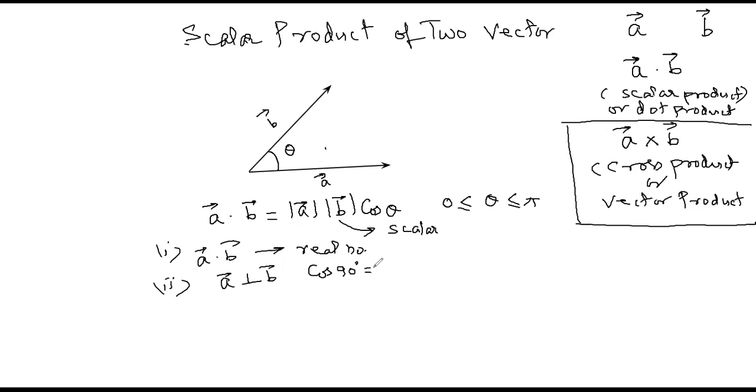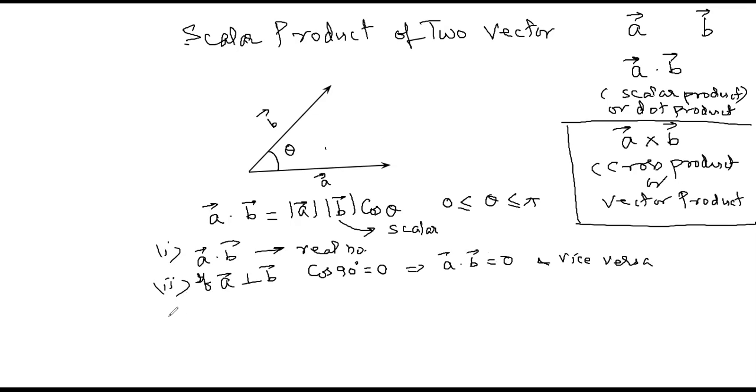Cos 90 will be equal to 0. Sin 0 degree is 0, cos 90 is 0. So that shows that A dot B will be equal to 0. So when two vectors are perpendicular to each other, their dot product is 0, and vice versa. We can use it the opposite way also: if A dot B is equal to 0, then either A is 0 or B is 0, or A and B are perpendicular.